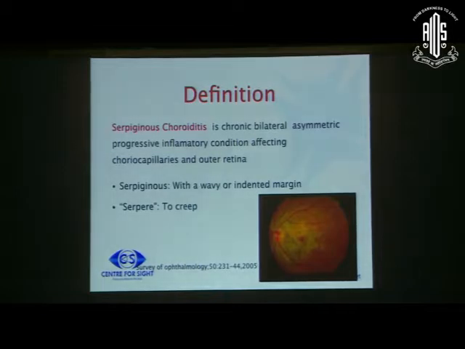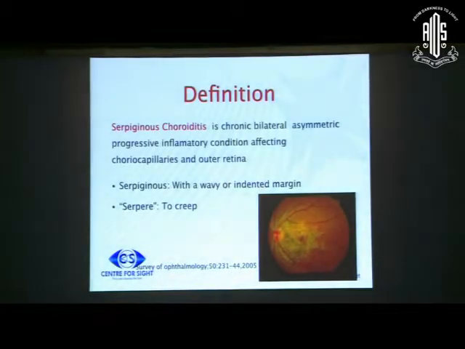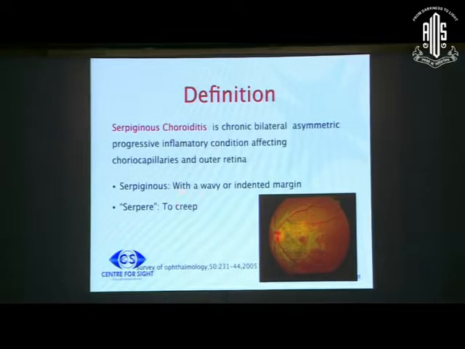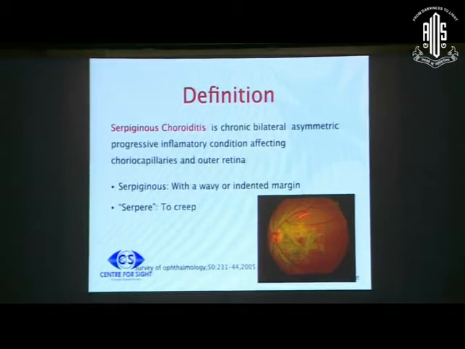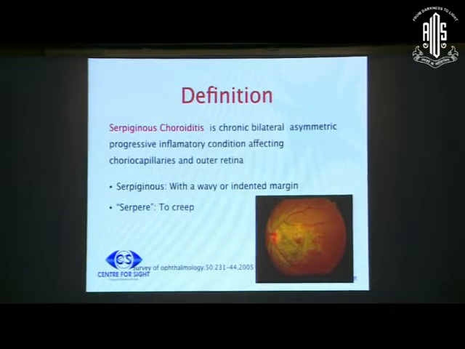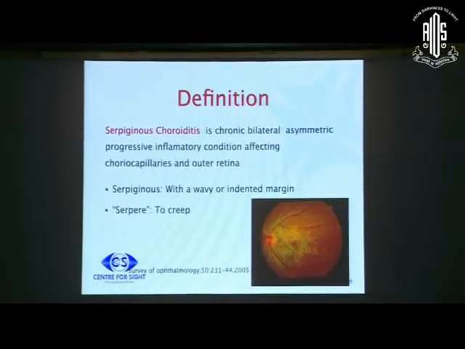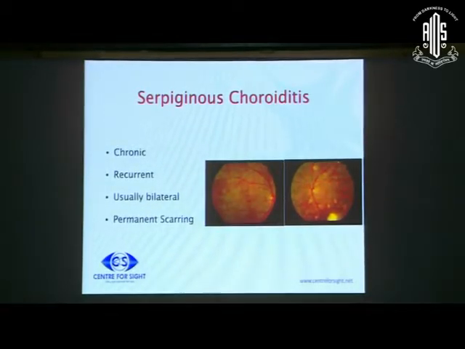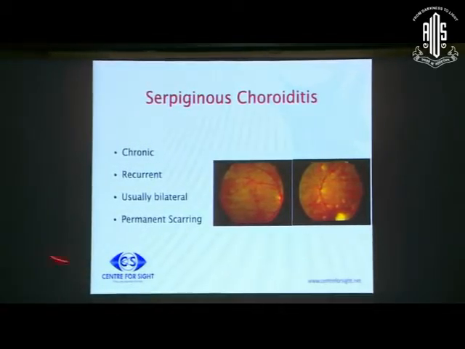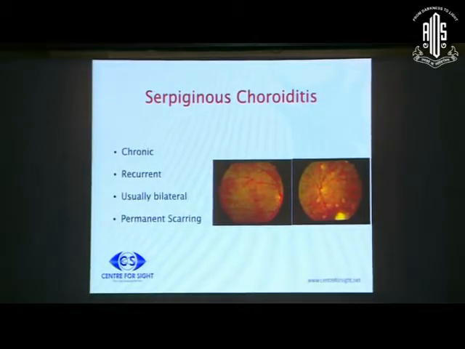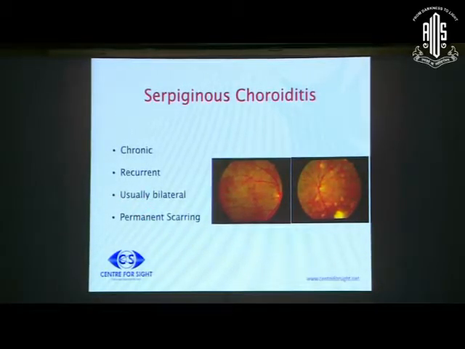Serpiginous choroiditis is by definition a chronic bilateral asymmetric progressive inflammatory condition affecting the choriocapillaries and the outer retina, called serpiginous because of the wavy or indented margin that it carries. Serpi typically means to creep. Where does this come from? Because the lesions in this chronic disease, though generally bilateral, are asymmetric and can lead to permanent scarring. It is very often a recurrent disease.